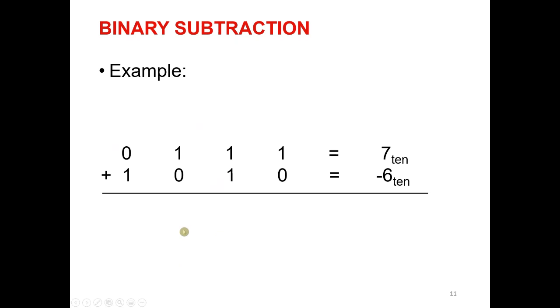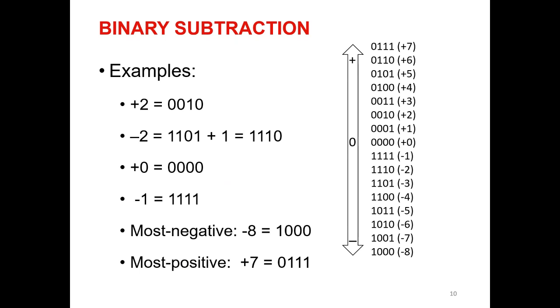Let me check the previous slide. We know that 6 is 0, 1, 1, 0. If we invert those bits, we get 1, 0, 0, 1. And if we add 1, we get 1, 0, 1, 0. Okay, makes sense?